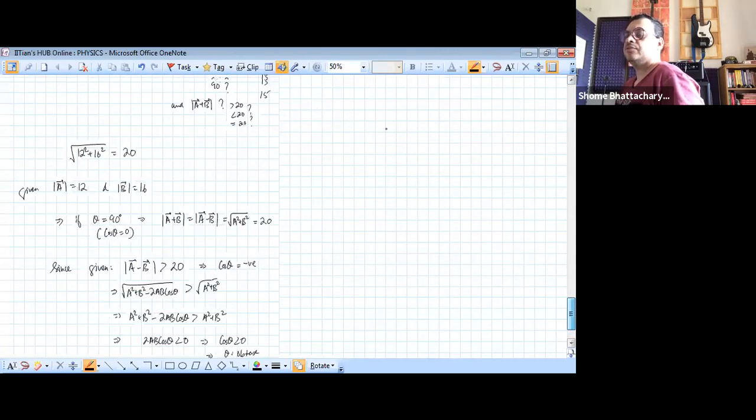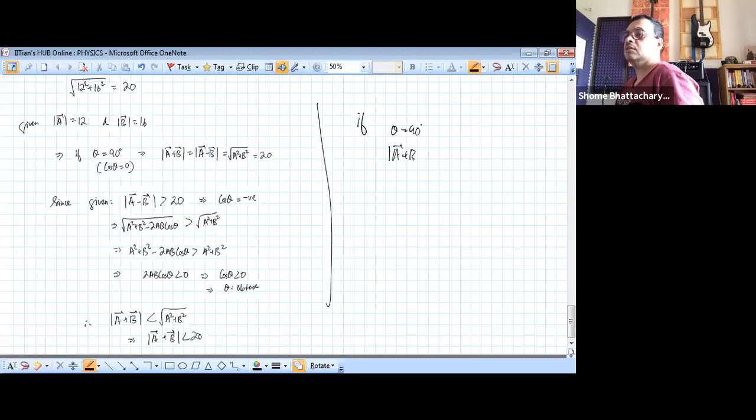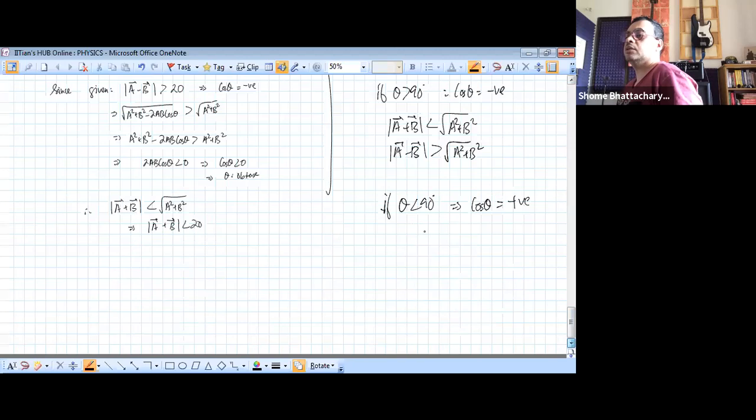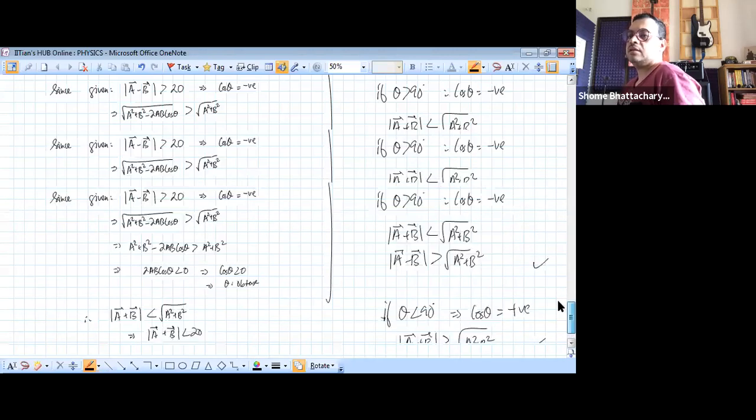Because you have this relationship: if theta is equal to 90 degrees, then mod of A plus B is equal to mod of A minus B, equal to root of A square plus B square. If theta is greater than 90, then cos theta is negative. So mod of A plus B becomes less than root of A square plus B square, whereas mod of A minus B becomes greater than root of A square plus B square. On the other hand, if theta is less than 90 degrees, then cos theta is positive. So the condition becomes the opposite: mod of A plus B is the bigger one, greater than root of A square plus B square, and mod of A minus B is the smaller one, so it is less than. This one is greater than and this one is less than. These are useful sub-theorems of the triangle inequality to keep in mind.